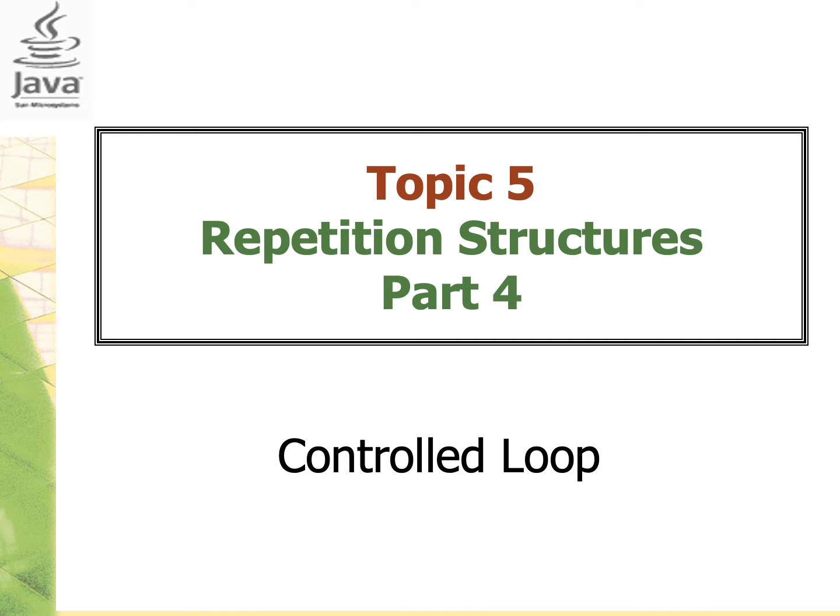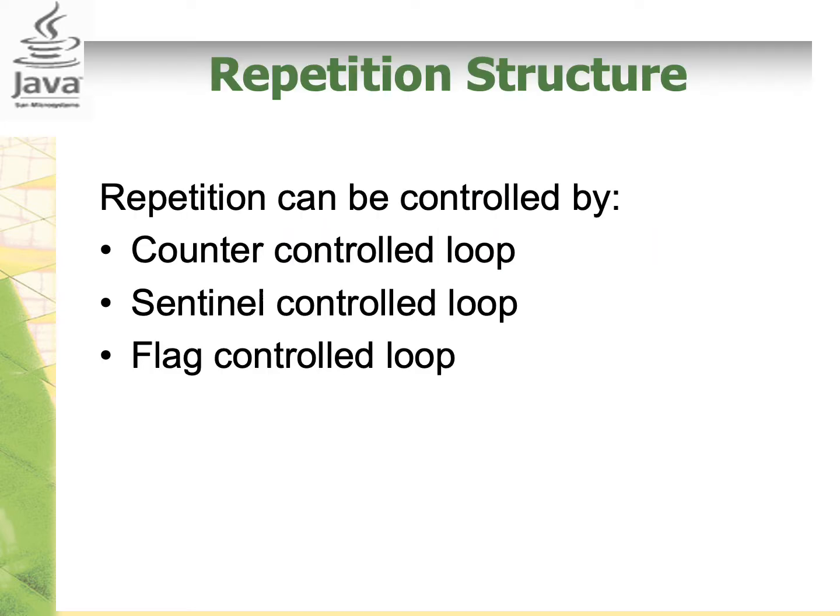Let's continue with the fourth part of this topic on how we can control the loop from true to false using different ways. In any of the repetition structures that we have learned, such as while, do while, and for loop, they can be controlled by counter control loop, sentinel control loop, and flag control loop. We will look at each of these, what they meant, and how to use them.